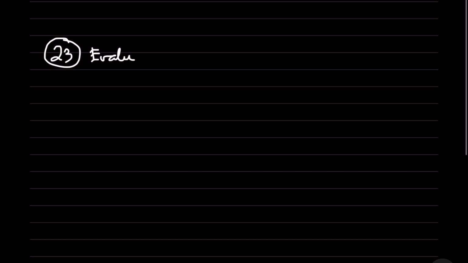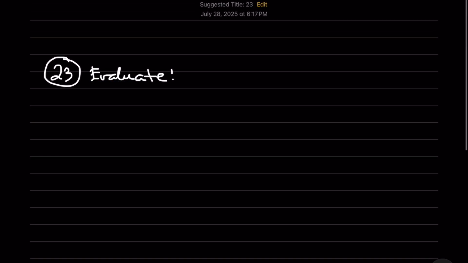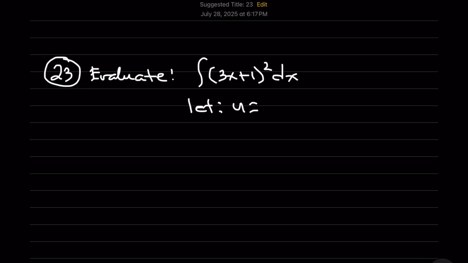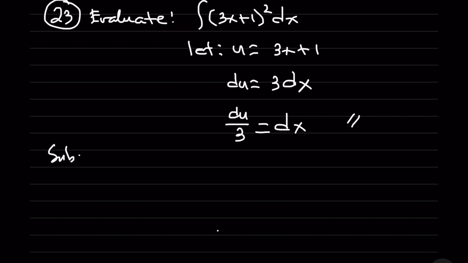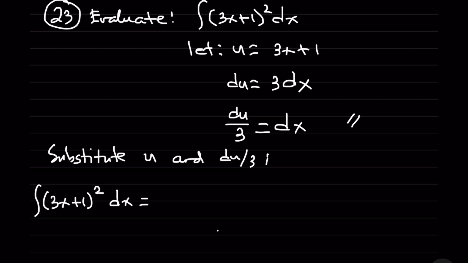Next problem, number 23. Evaluate the following: the integral of (3x plus 1) squared dx. You cannot integrate this straightforwardly, right? So you let u be equal to 3x plus 1. So dx is equal to du over 3. And you simply substitute the values of u and dx.